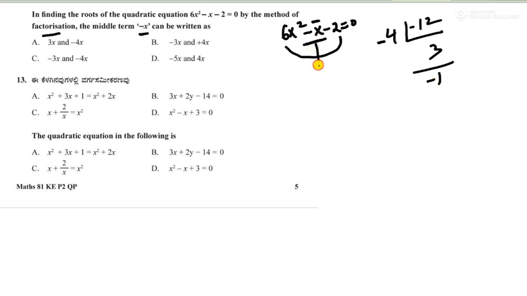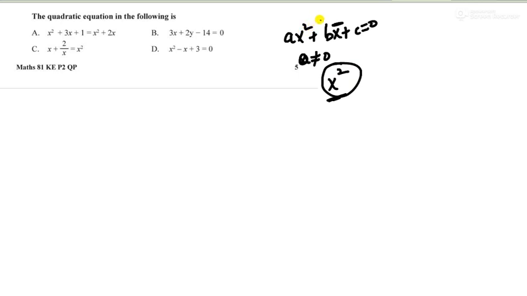So minus x can be written as what? Minus 4x and plus 3x. So let us look for minus 4x and 3x among the options. No, no, no. Option number A is the correct one. Okay, they all are very easy. Next, moving to question number 13.